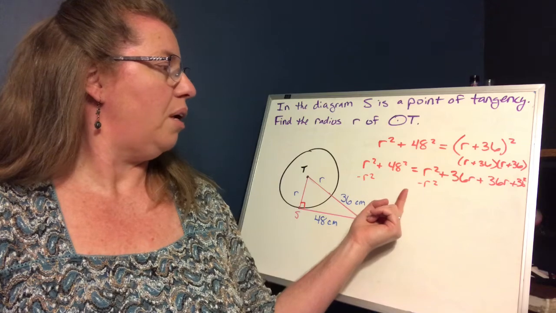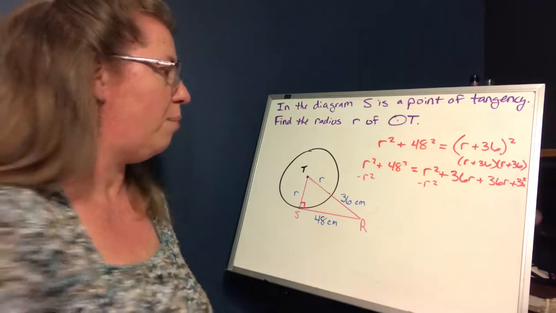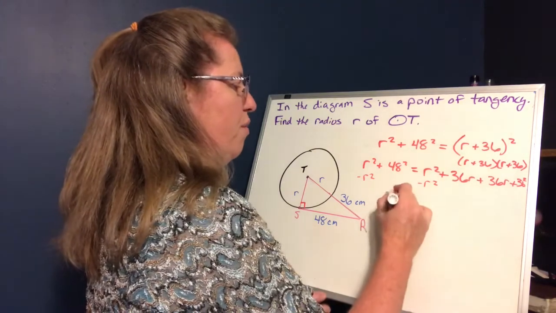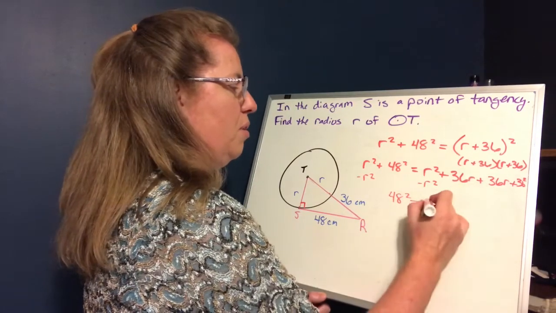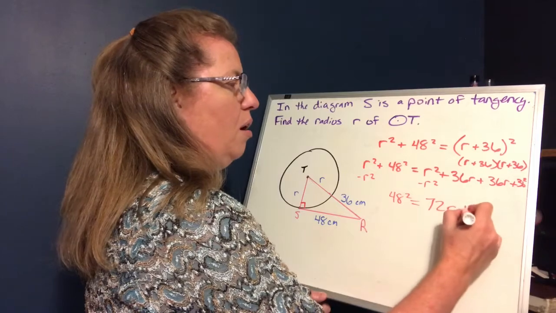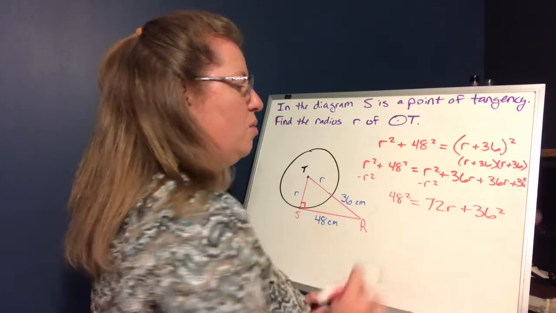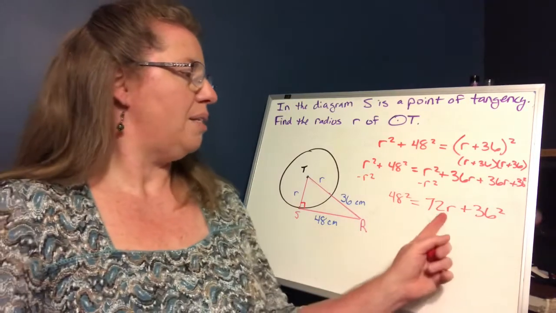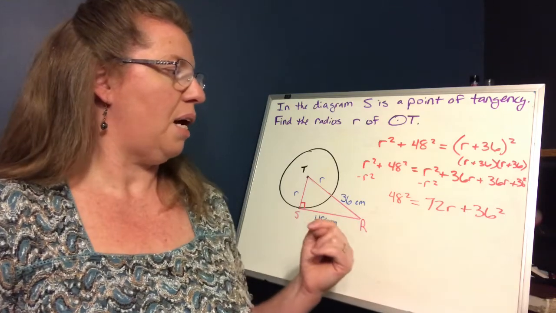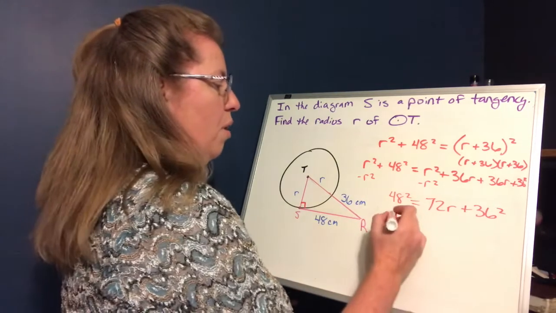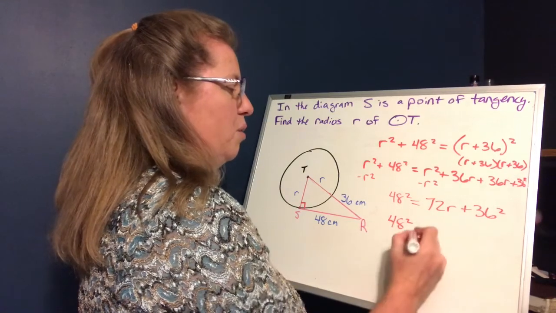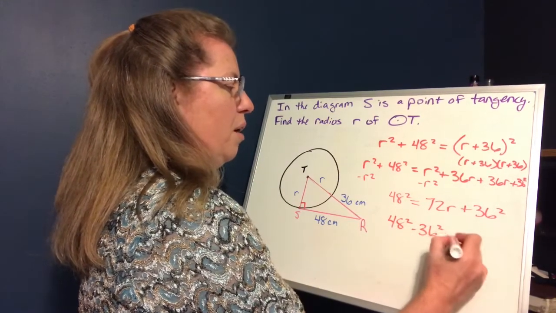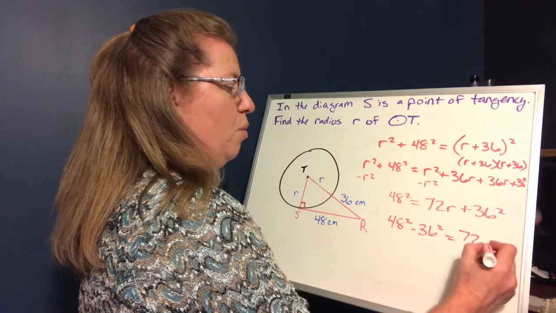And then we look here, let's go ahead and combine our like terms. So we got 48 squared now equals 36 plus 36, or 72r, plus 36 squared. And we're going to get r by itself, so we're going to move everything to the other side and leave 72r there. We're going to subtract 36 squared. 48 squared minus 36 squared equals 72r.